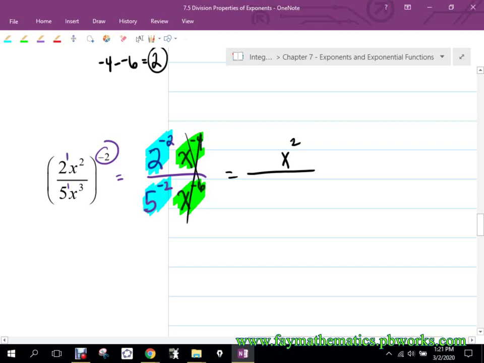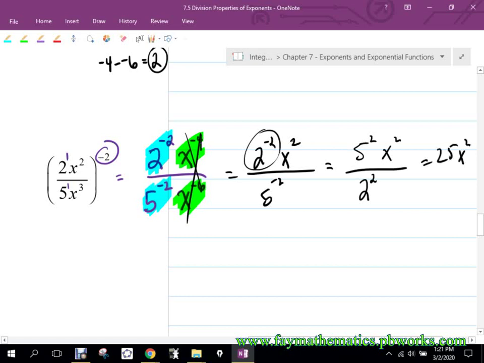So I took care of this stuff in green. And what I really would have here would be this. Does that make sense? Now, do I like negative exponents? No. So where's that 2 going to go? Bottom. It's going to go to the bottom and become 2 squared, right? The 5 is going to go up top, and the x squared is going to stay put, right? So I get 25x squared over 4, because 5 squared is 25, right?